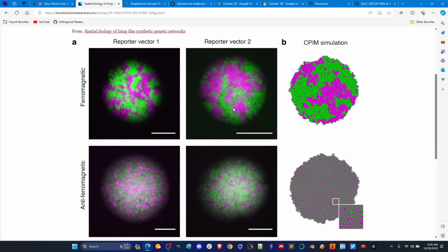And so you can see that the CPIM simulation is here, where they try to recapitulate these two states. So here it's mostly gray cells with some magenta and some green. Here it's all magenta and green, and they have this pattern formation. So the ferromagnetic state of this system gives you this bistable sort of pattern formation in this colony. So you can see here.